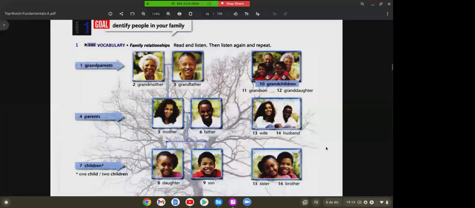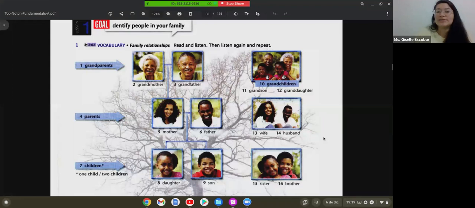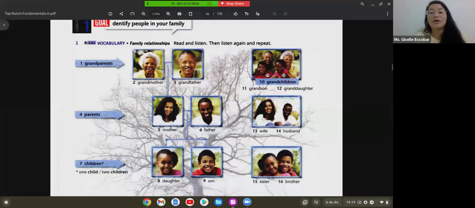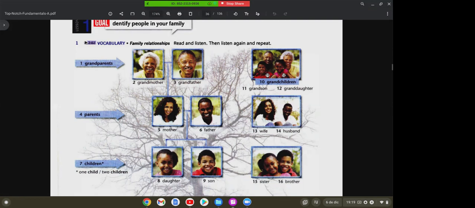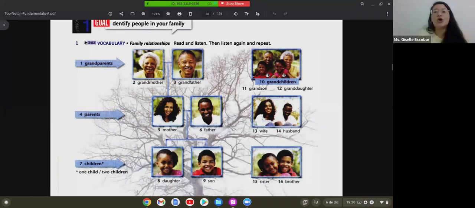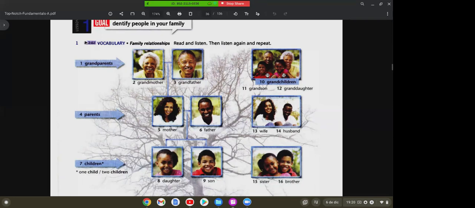Awesome. So there we have the vocabulary for today's class. So I want to ask you guys, I'm going to mention the word in Spanish and you are going to mention the word in English. Are we ready? Ready. Awesome. Nietos. Grandchildren. Perfect. Hijo. Son. Esposa. Wife.